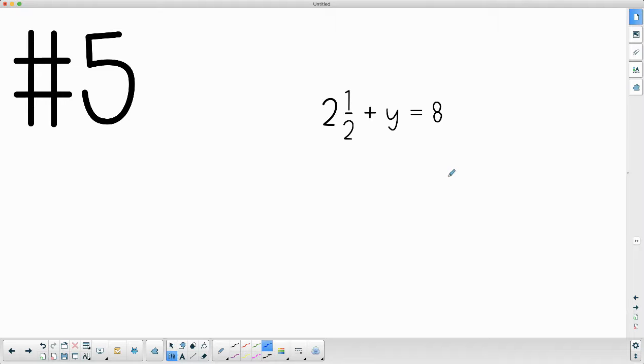Number 5 has 2.5 plus y equals 8. So this is a positive 2.5. So we're going to do a negative 2.5 to go ahead and cancel that out. And then we're going to do it to this side over here.